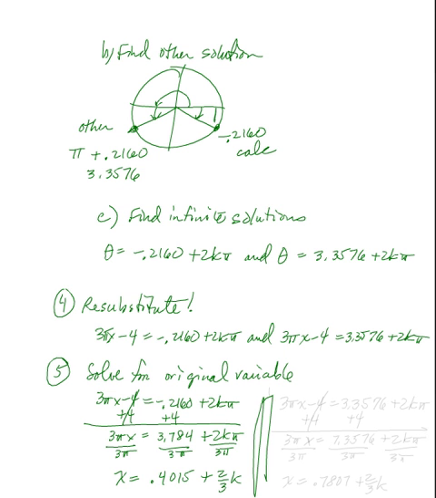That's for the first generator. Second generator, 3 pi x minus 4 equals 3.3576 plus 2k pi. You add 4. You get 3 pi x equals 7.3576 plus 2k pi. And now divide by 3 pi. And you get x equal to 0.7807 plus 2/3 k.